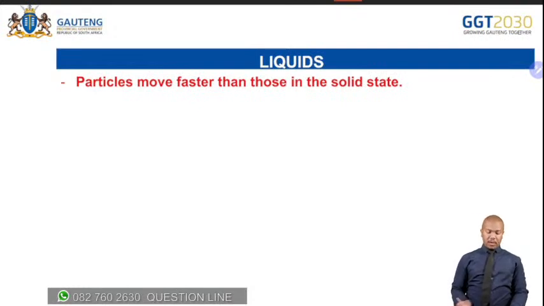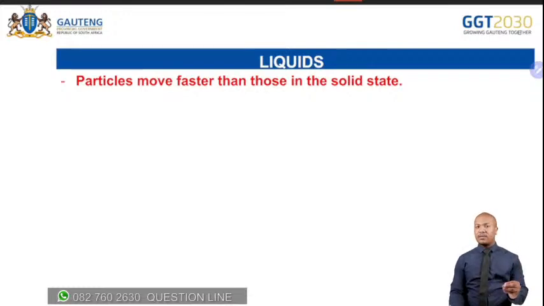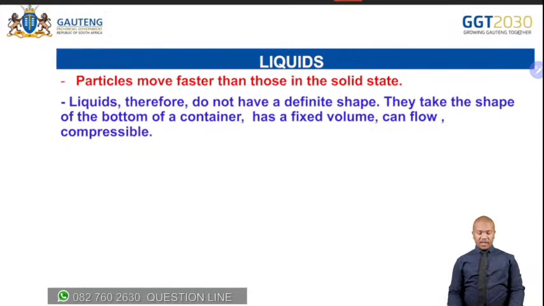So also, particles of liquids move faster than those of what? Of a solid. So now, a typical example: when you pour water on the floor, it flows quicker compared to just putting ice on the floor, right? So now, liquids therefore do not have a definite shape.